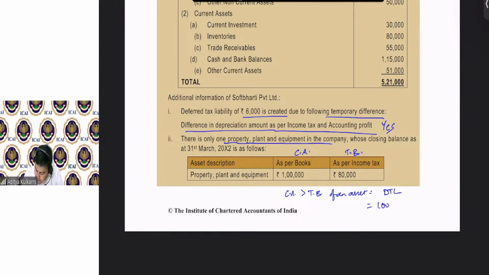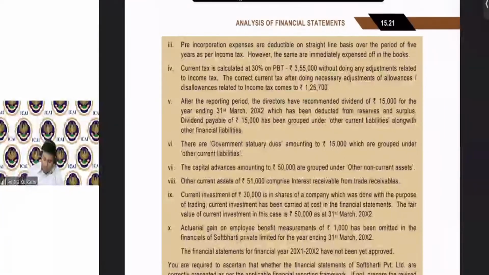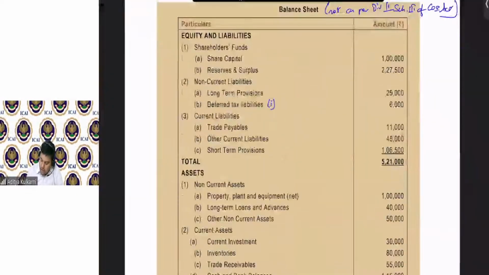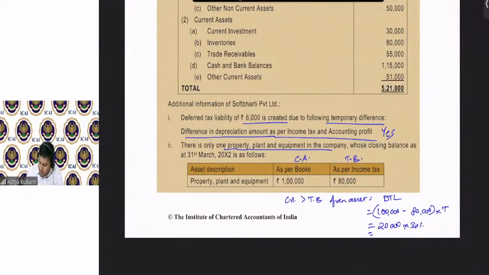So the difference is how much? 1 lakh minus 80,000 multiplied by the tax rate. So this is equal to 20,000 into. You should be given the tax rate in the question. It is 30%. Okay. So 20,000 into 30%. So that gives you 6,000. This 6,000 is exactly what we have just now calculated.